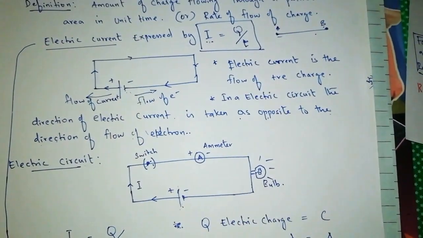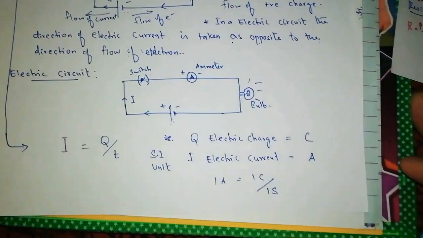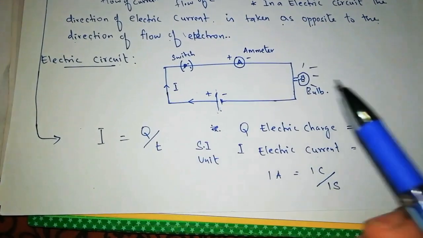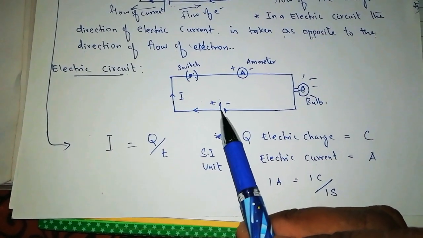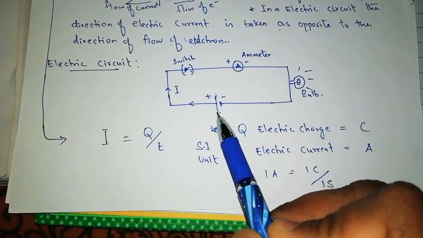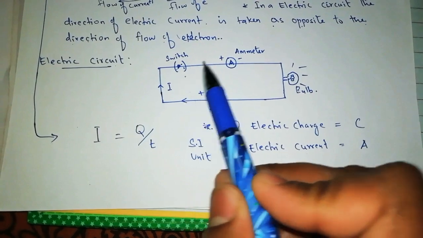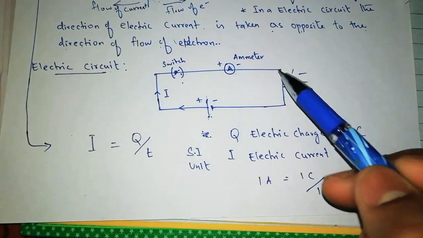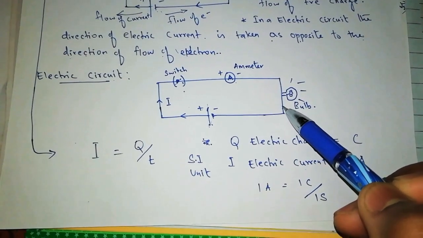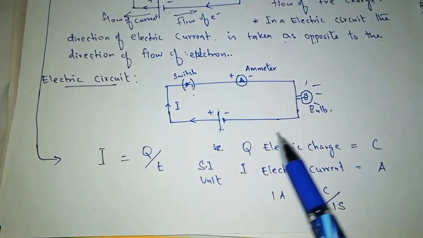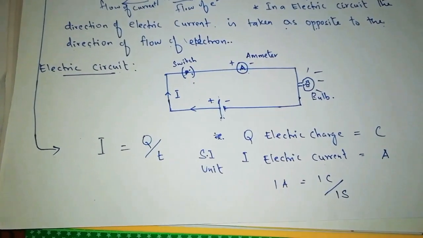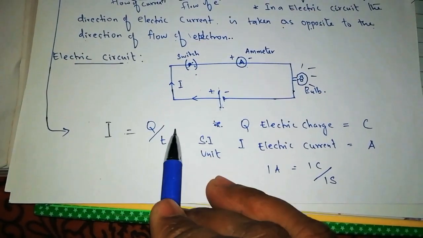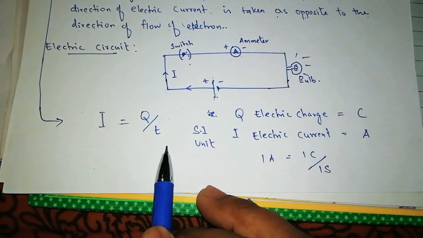Understand now? Right. Electric circuit. You should know what an electric circuit is. An electric circuit is nothing but it should have a cell or a battery, a switch, an ammeter (or not, that's not the main thing), and a bulb. That means this becomes a closed circuit, and that is what is said to be an electric circuit. Okay, I is equal to Q by T.